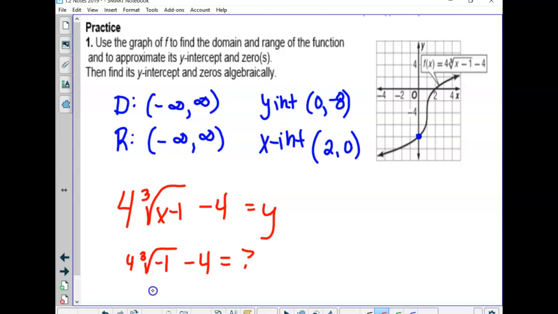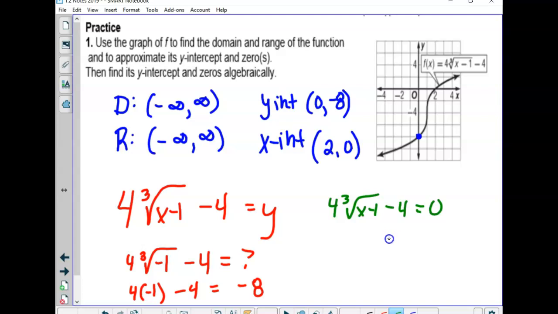Cube root, not square root. The cube root of -1 would just be -1. So then we have 4 times -1, should be -4, minus 4 more would be, is that what we had? Okay. Now, part 2, 0 is setting this thing equal to 0. A little more complicated. 4 cube roots of x minus 1 minus 4 equals 0.